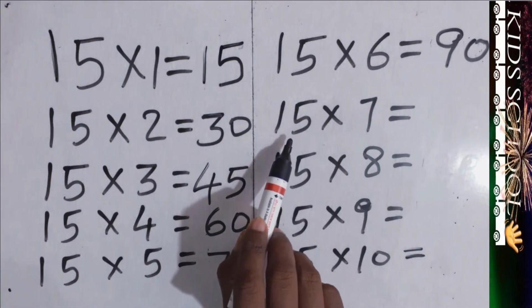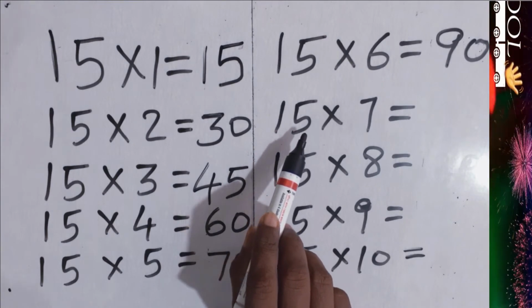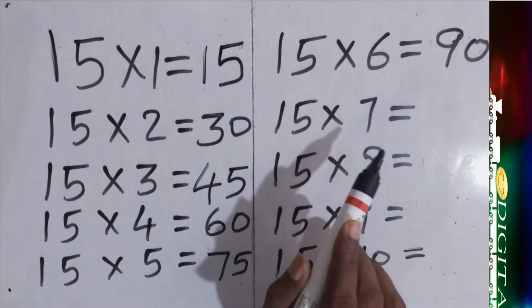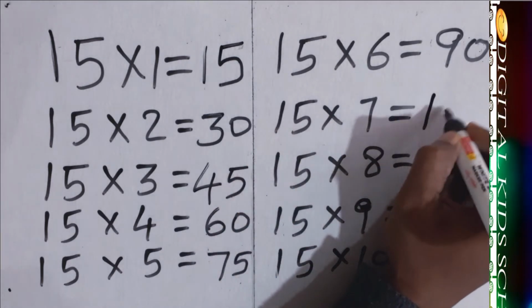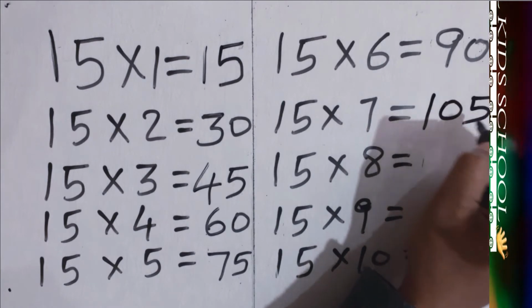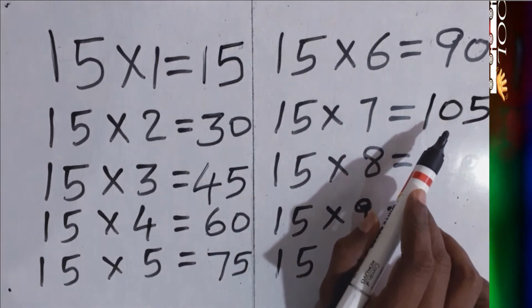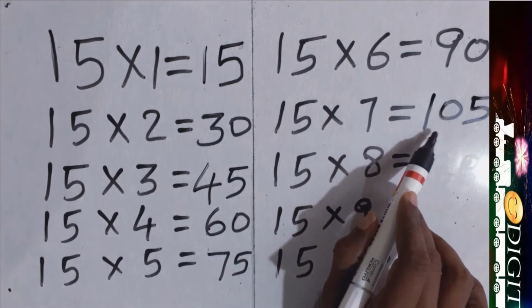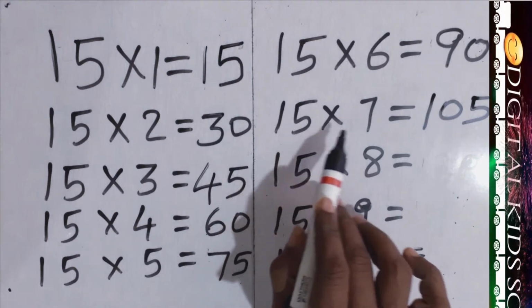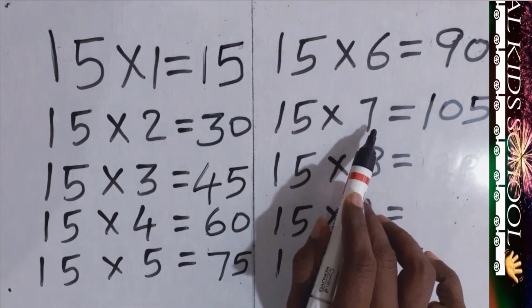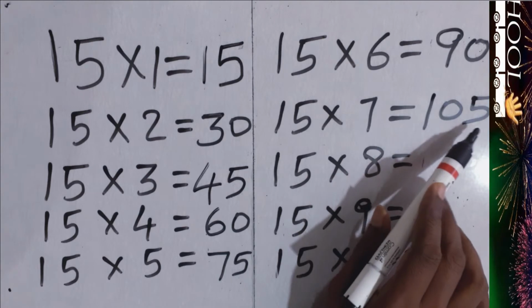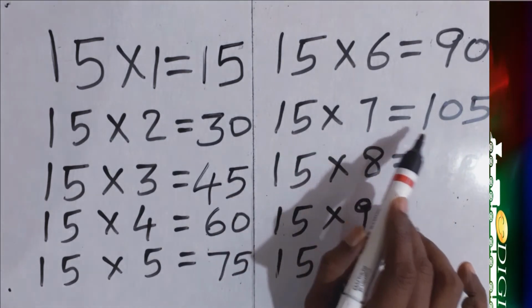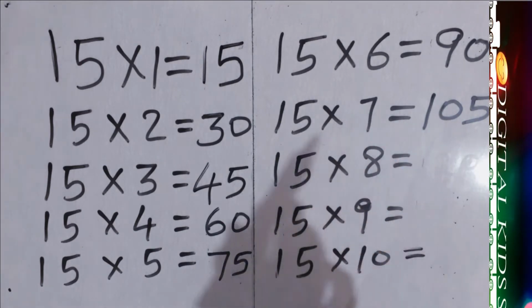Now write the answer here. Tell me the answer. What is 15 into 7? 15 into 7 is equal to 105. Write the answer here. 105. 15 7 ja 105. 15 multiplied by 7 is equal to 105. 7 times 15 is 105.